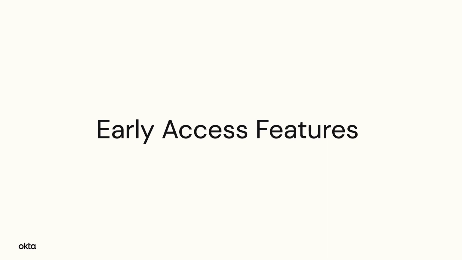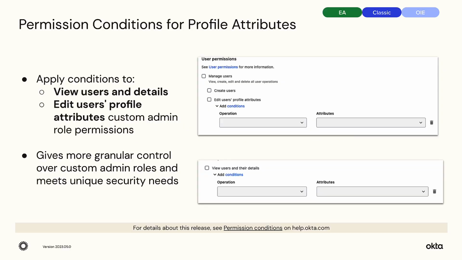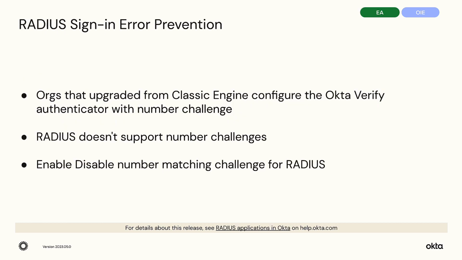Let's wrap up with a look at early access features now available. Permission conditions for profile attributes. You can now apply conditions to the view users and their details and edit users' profile attributes custom admin role permissions. Permission conditions help you limit the scope of a role by including or excluding admins' access to individual profile attributes. This gives you more granular control over your custom admin roles and helps meet your org's unique security needs.